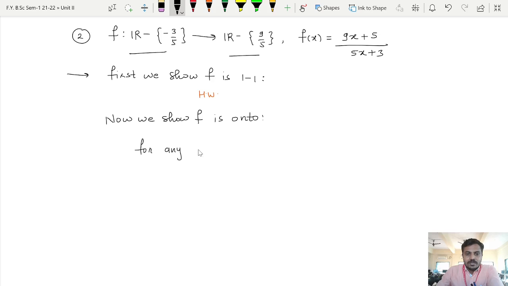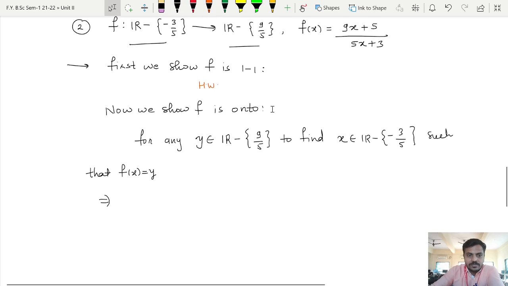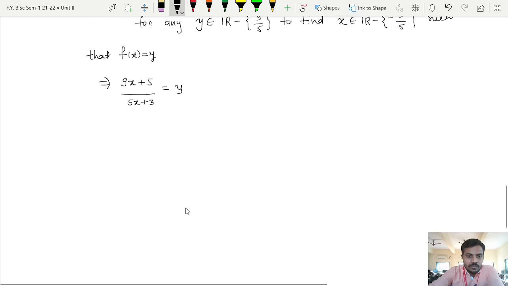This should be clear. So here I will say, for any y belonging to the codomain of f, which is R minus {9/5}, to find x belonging to the domain, R minus {-3/5}, such that f of x is equal to y. Now our ultimate aim is to find the value of x by solving this. So what is our f of x? Our f of x is nothing but (9x plus 5) upon (5x plus 3), which is equal to y. Now we need to solve it for the value of x.